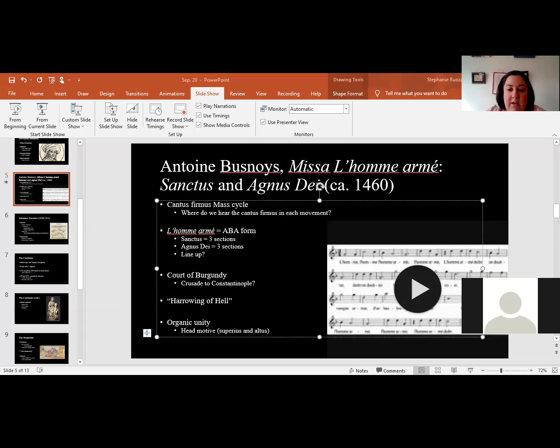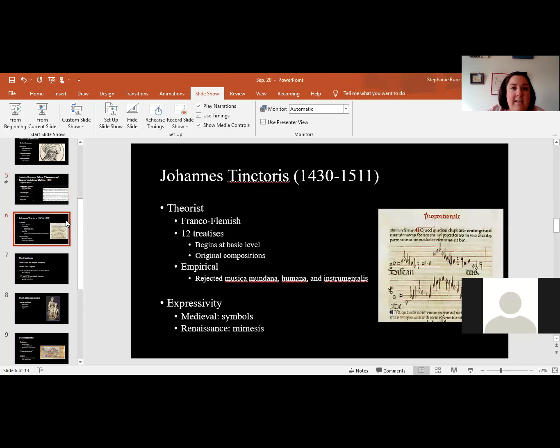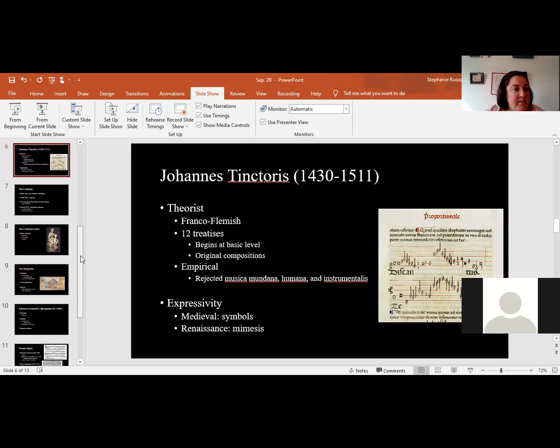Okay, so let's go ahead and let's talk too about the other Renaissance theorists, or I should say not other, the Renaissance theorists who defined good writing in this time period. First among them is a guy named Johannes Tinctoris.